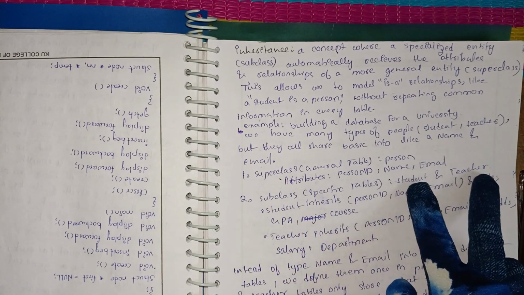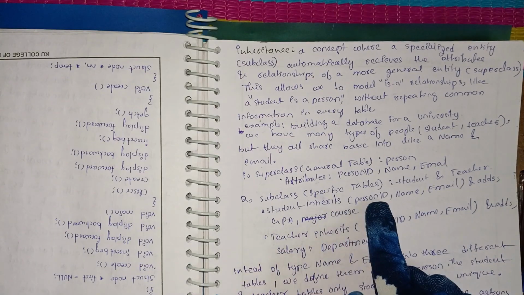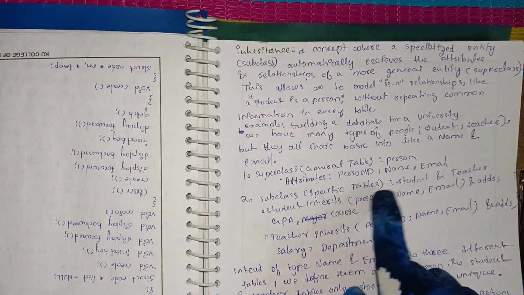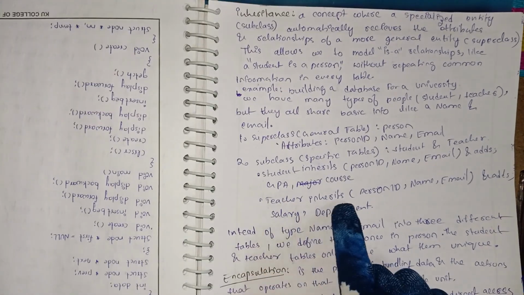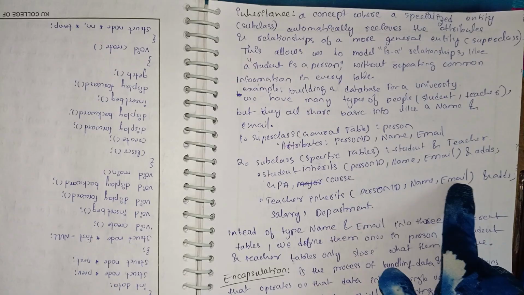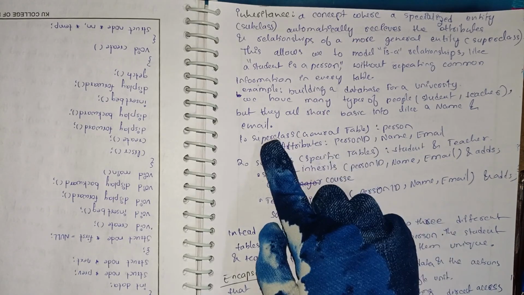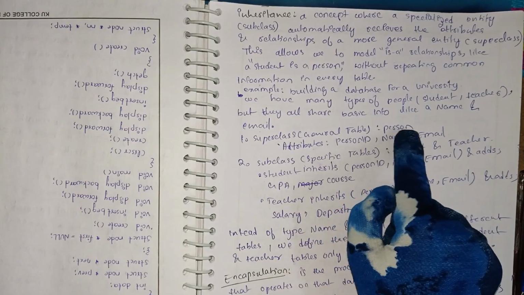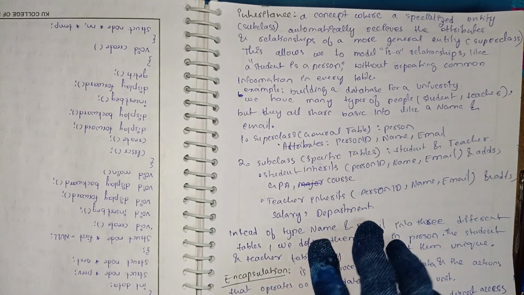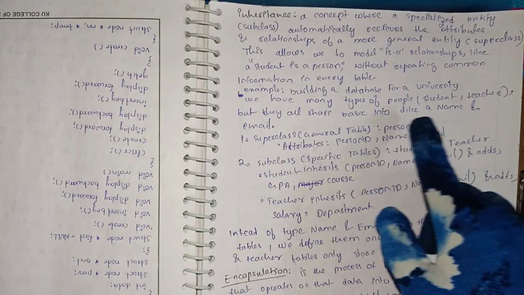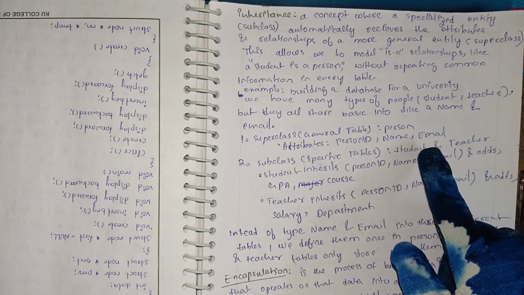Two tables are there, student table and teacher table. Student inherits person ID, name, email and adds GPA and codes also. And teacher inherits person ID, name, email and adds salary and department. From where does it inherit? From the superclass, person entity, which is also called superclass, and the student table and teacher table are also called subclasses.